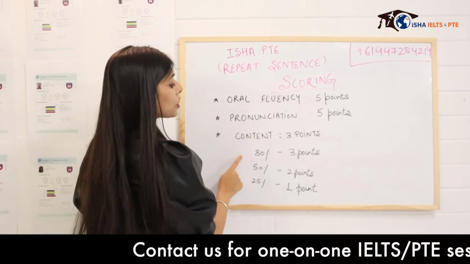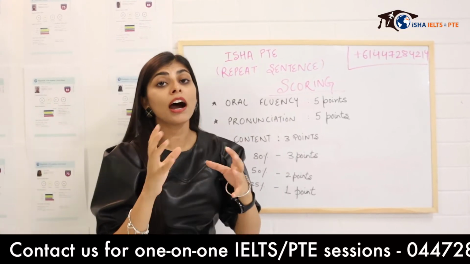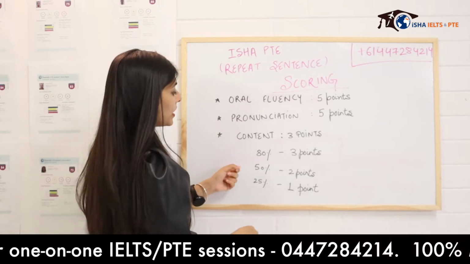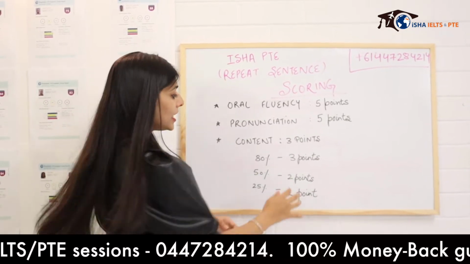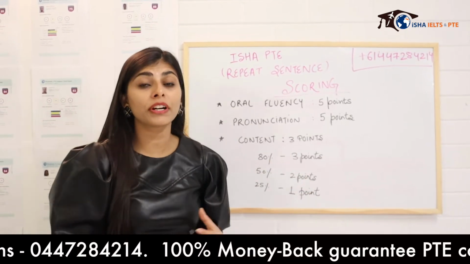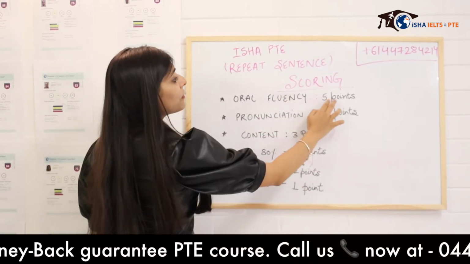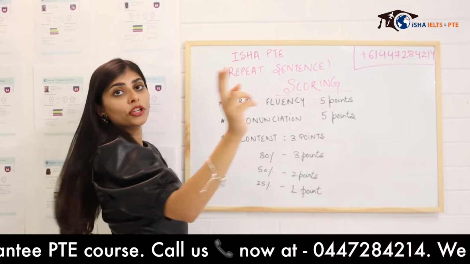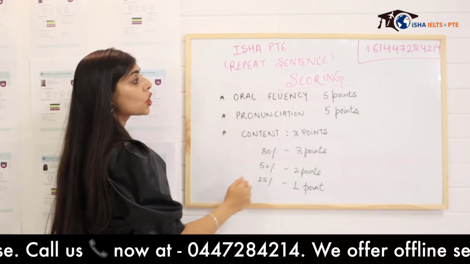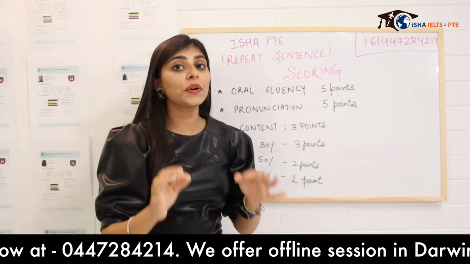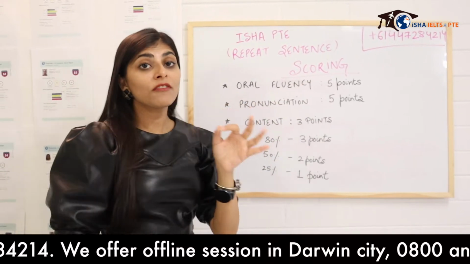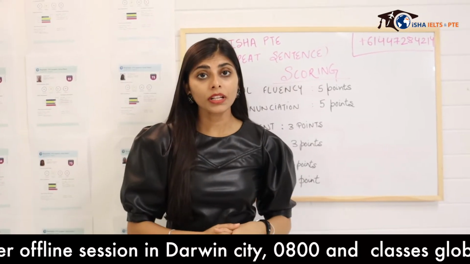If you lose your points for content, let's assume you forgot half of your sentence, you are going to get at least 2 points. At least you're getting 2 points even if you forget half of your sentence. So you will be getting 5 points for your fluency, 5 points for your pronunciation, and 2 points for your content. That means you are still getting 12 points out of 30.